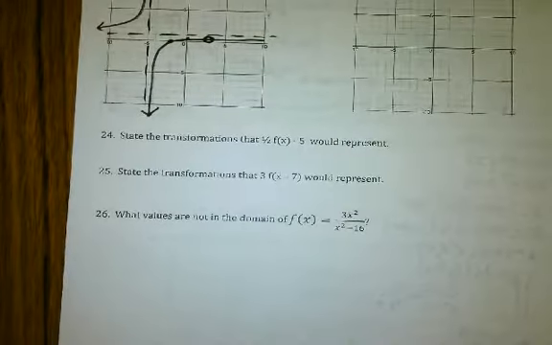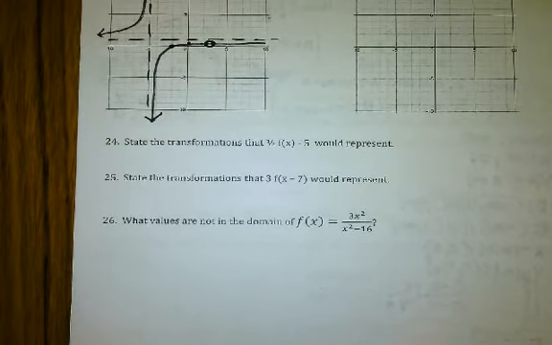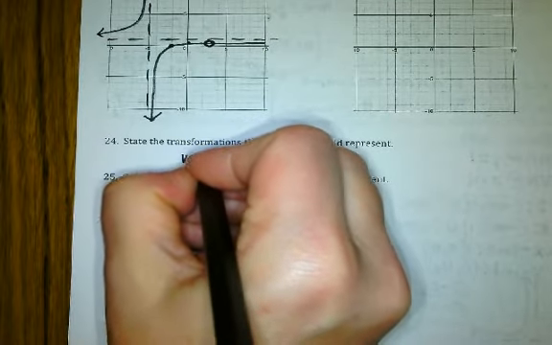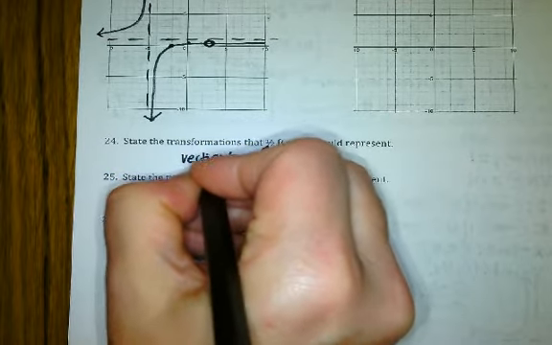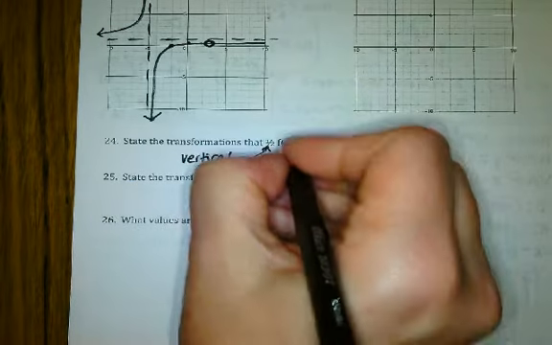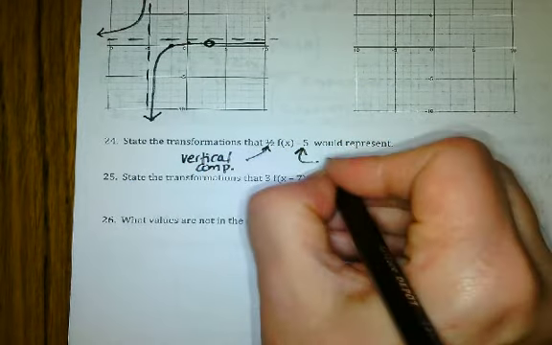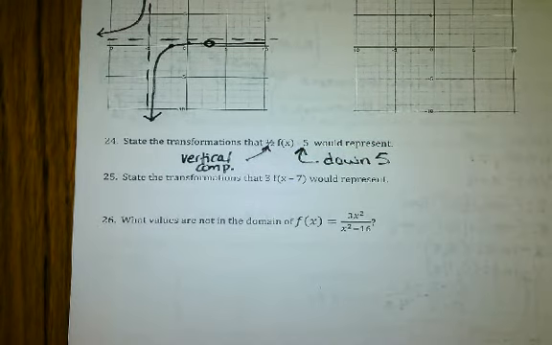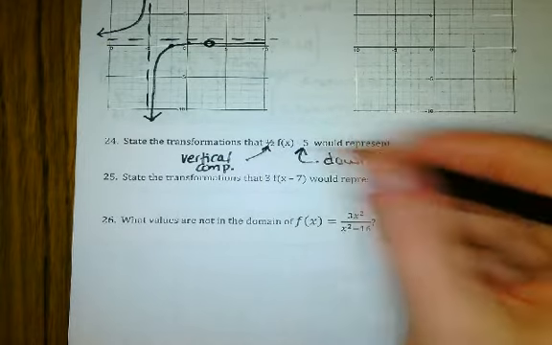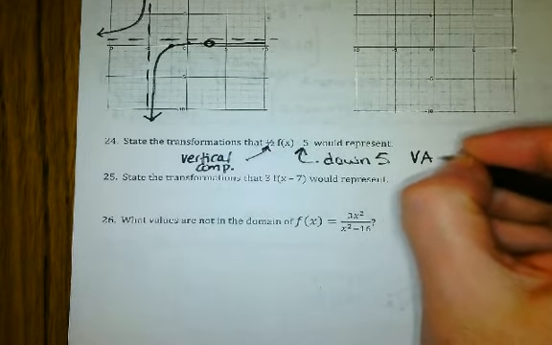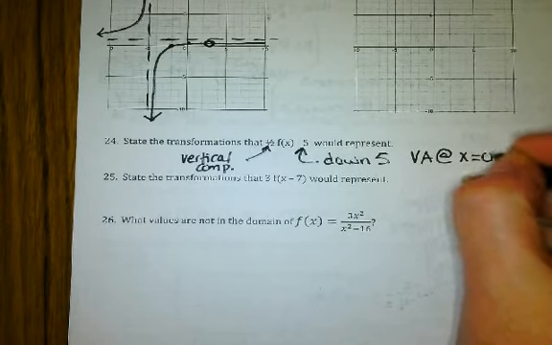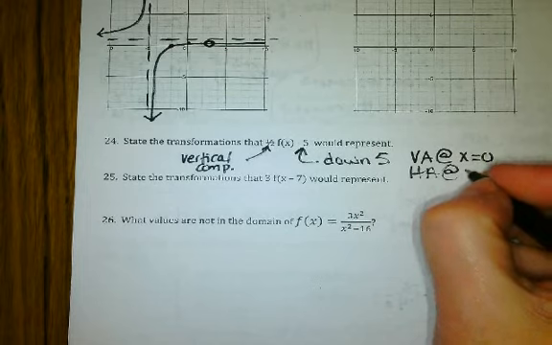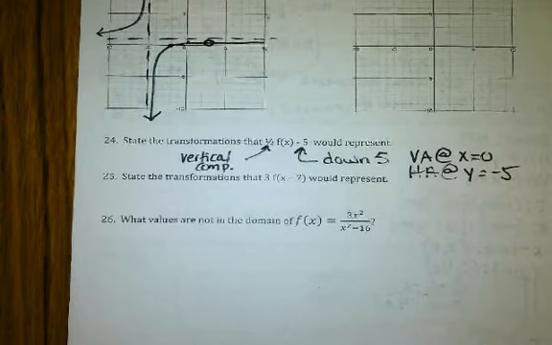All right, on these last few here, we're just talking about transformations. So on this one, I can tell that this is going to be a vertical compression by 1/2. And then this also moved down 5. Now, if I were to write the vertical and horizontal asymptotes, just by looking at this, I could tell that the VA is still at x equals 0. But I know the horizontal one moved down to y equals -5.